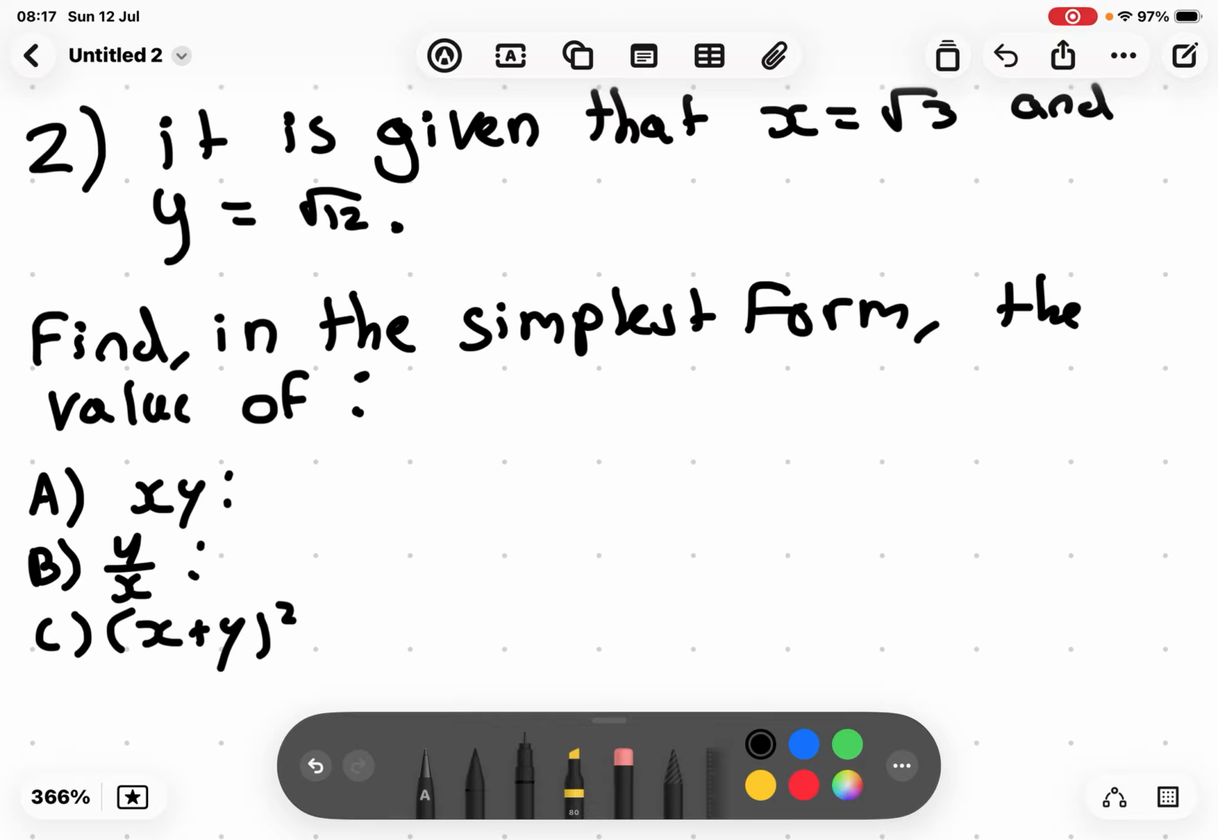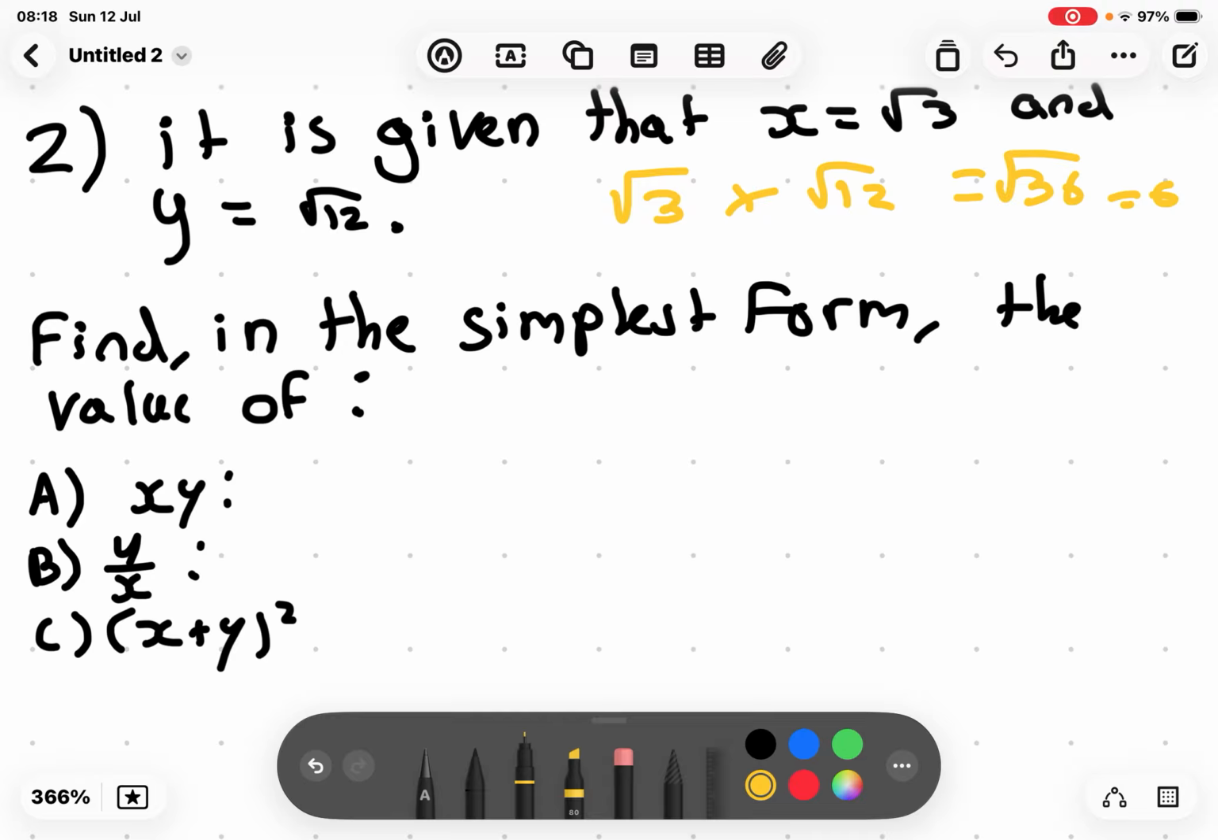Okay, so it is given that x equals root 3 and y equals root of 12. Find in the simplest form the value of all of these. So technically speaking, we just replace what we know, the worth of them. So for the first one, it is going to be this times this. That's equal to root 36, and that's equal to 6.